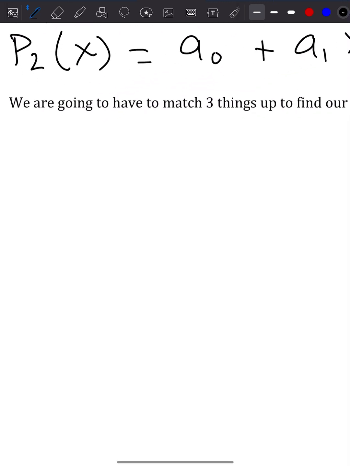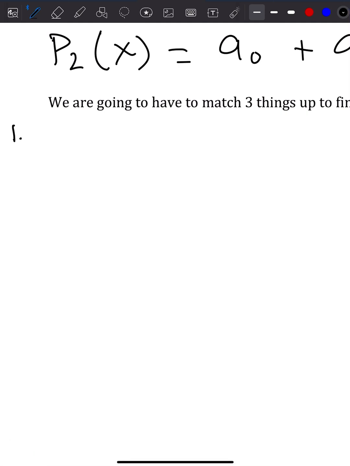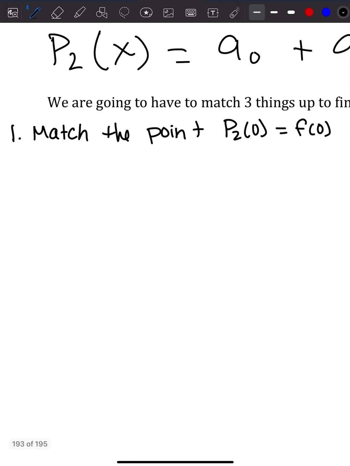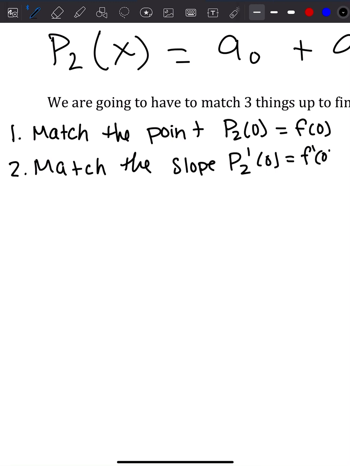So we need to match the point. Whatever our y value is when our x value is 0, we have to match, so that our y values are the same for both. So match the point: p sub 2 of 0 equals f of 0. And then we need to do that for the first derivative. So we need to match the slope: p sub 2 prime of 0 equals f prime of 0.